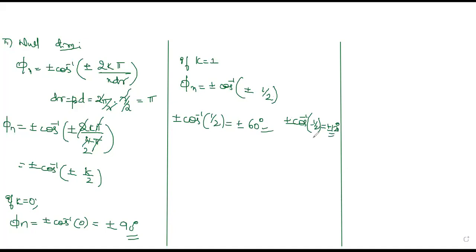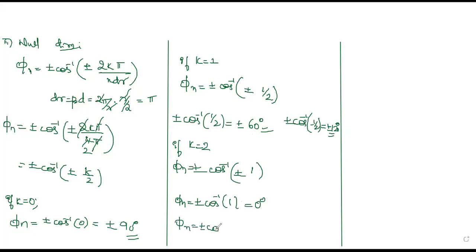Again here you're getting valid values. You have to continue until you get invalid. K is equal to 2. Phi null is equal to plus or minus cos inverse of plus or minus 2 by 2, so it will be 1. So you'll have cos inverse of 1 as 0 degree, and cos inverse of minus 1 as 180 degree. Now again, both are valid points.